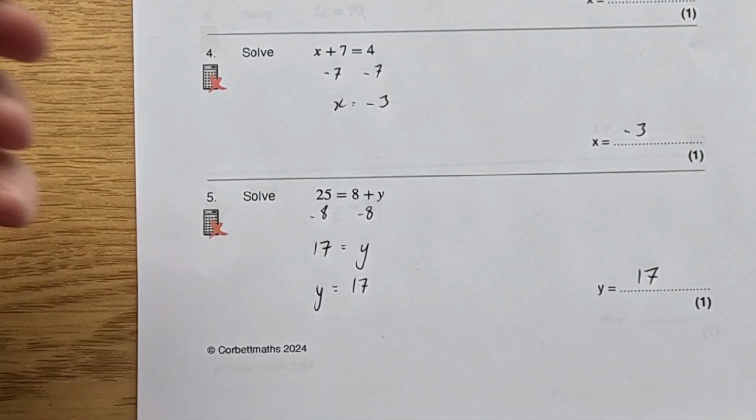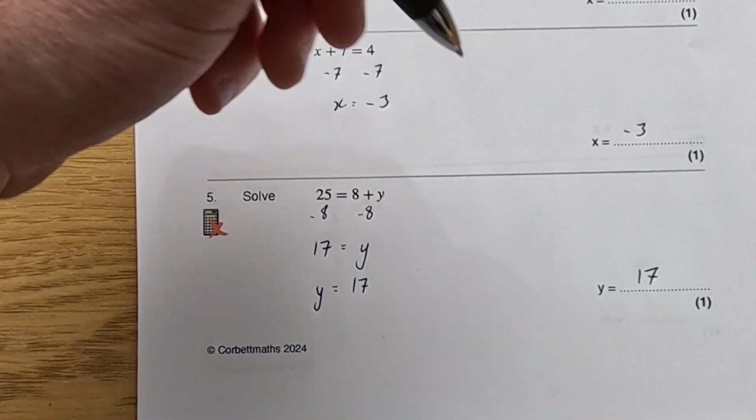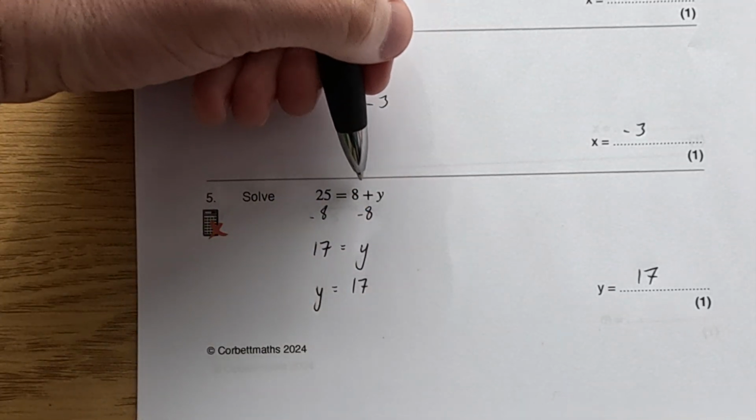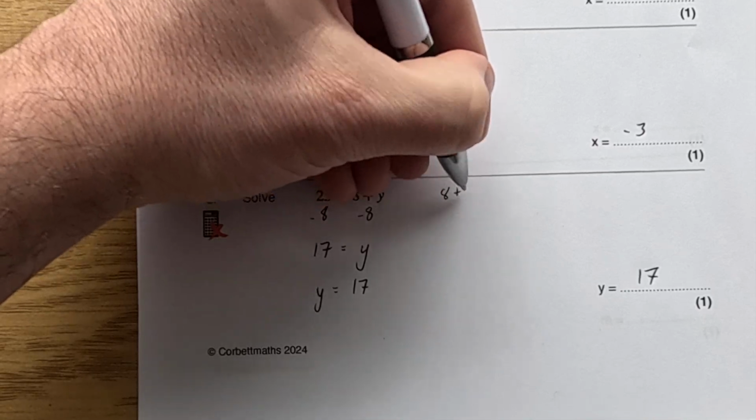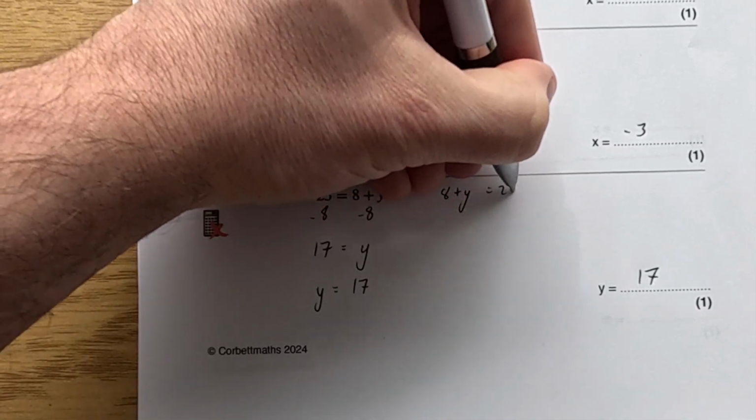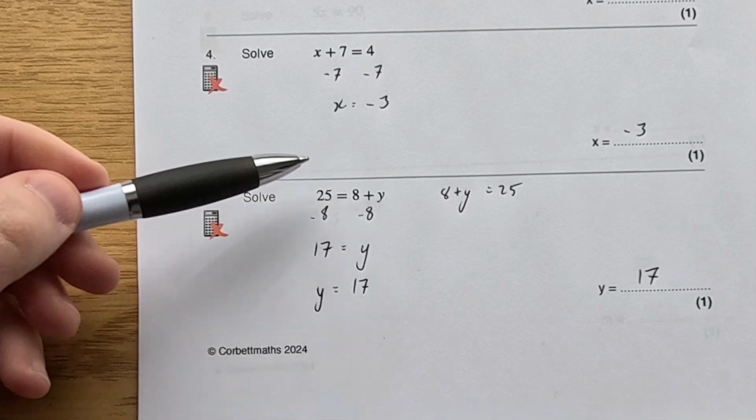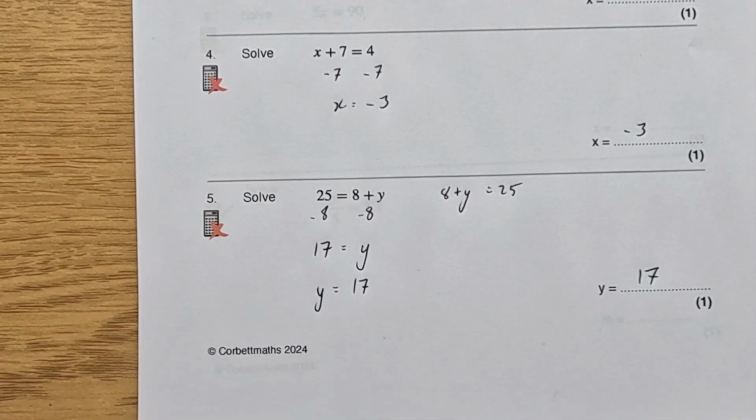Now in this question, if you wanted to, you could turn it around and write, instead of 25 equals 8 plus y, 8 plus y equals 25, but I probably would just leave it like that and just solve it, and then at the end just turn it around, and that's it. So y equals 17. Okay, let's look at our next question, question number 6.